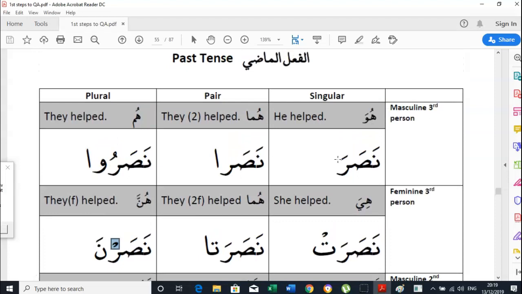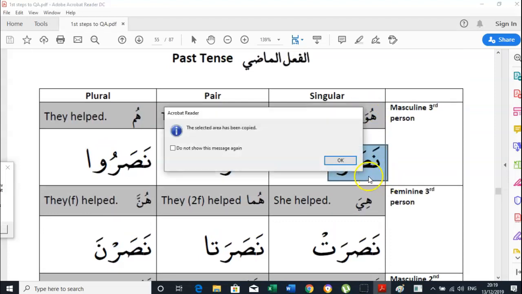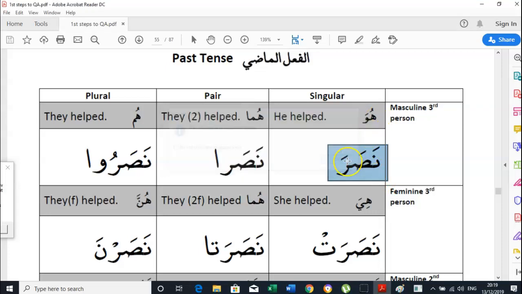We also said that the pronouns are not part of the word. For example, if I say nasara, what does that mean? Not help. It means he helped. The huwa is inside of it. In Arabic, if you were to say huwa nasara, then you're actually saying he twice. But we're just saying that because we know what's inside of it. That's why it's important to learn the pronouns.